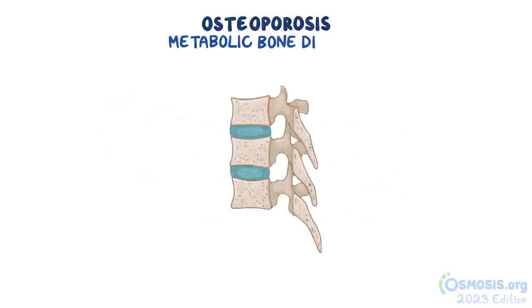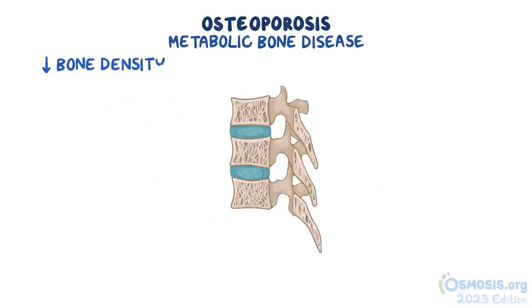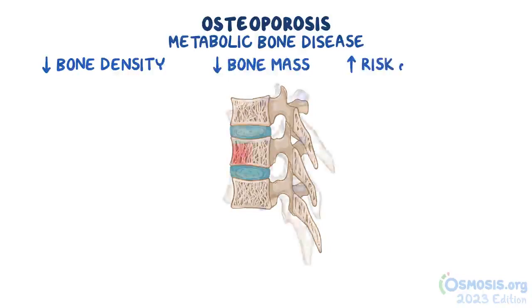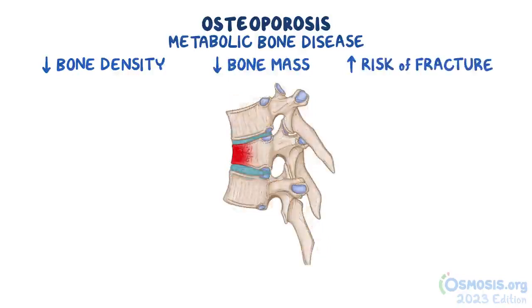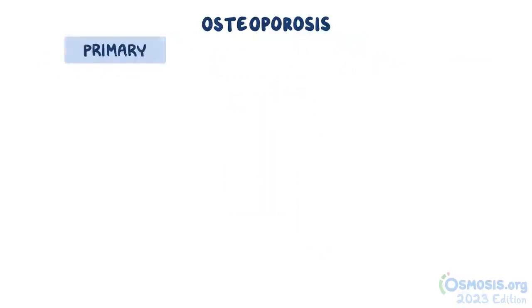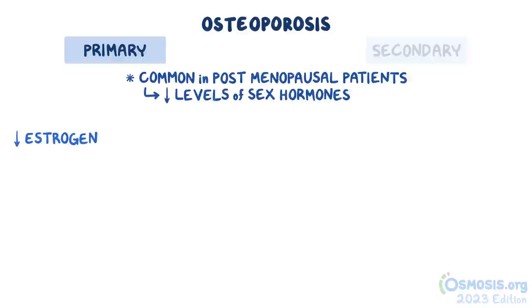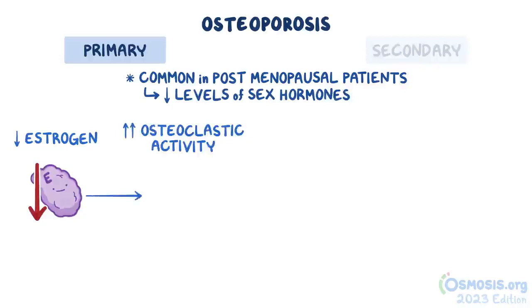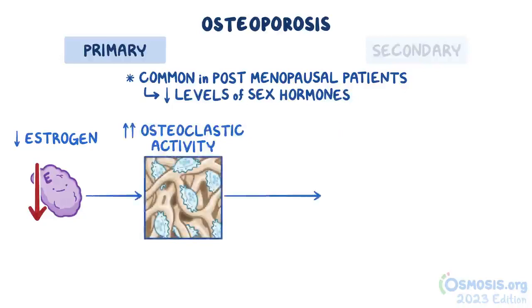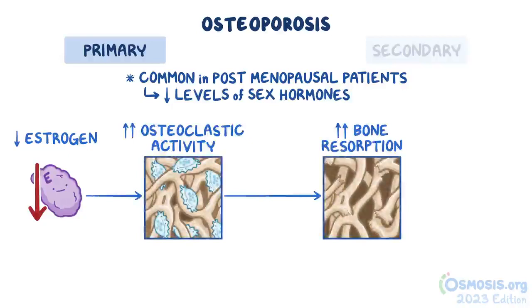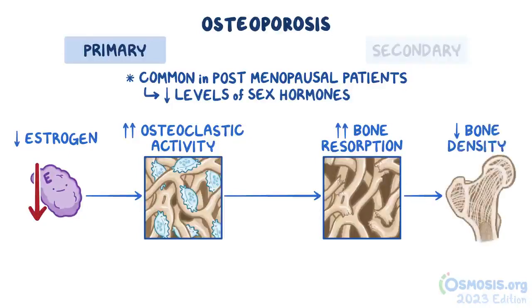Osteoporosis is a metabolic bone disease characterized by low bone density, decreased bone mass, and increased risk of fracture. Osteoporosis can be either primary or secondary. Primary osteoporosis is more common in postmenopausal patients, and it refers to bone loss that occurs with aging due to low levels of sex hormones, namely estrogen. Low estrogen levels cause increased osteoclastic activity, and since osteoclasts break down bone, this means increased bone resorption and, as a consequence, low bone density.